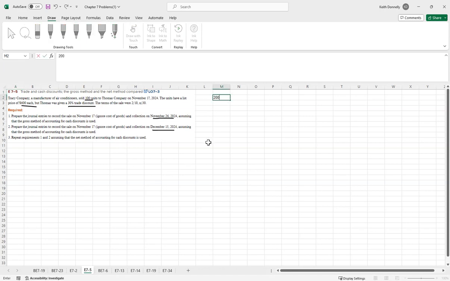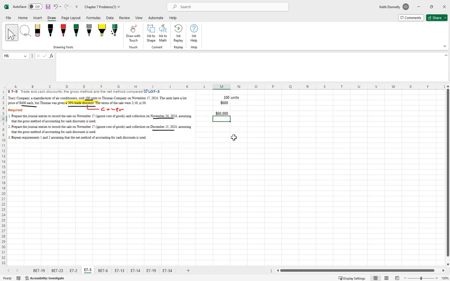So they sold 100 units, and it says the sales price was $600 each. So if we do 100 times that, that's going to be the total amount if everything was perfect. But they tell us there's a trade discount. That is like a coupon that we're going to get up front.